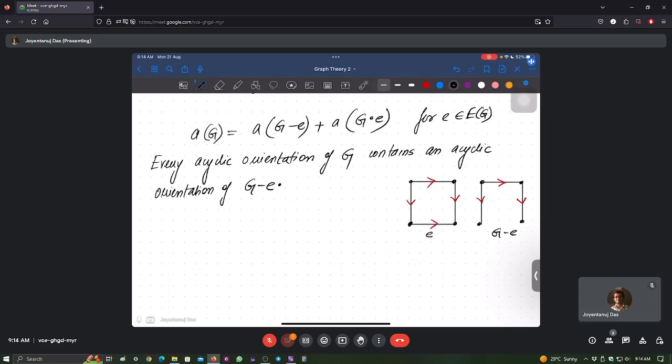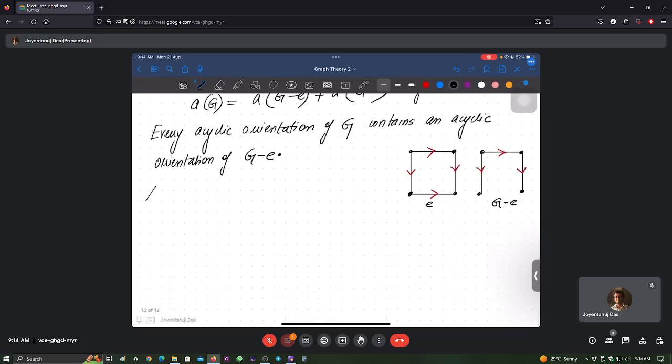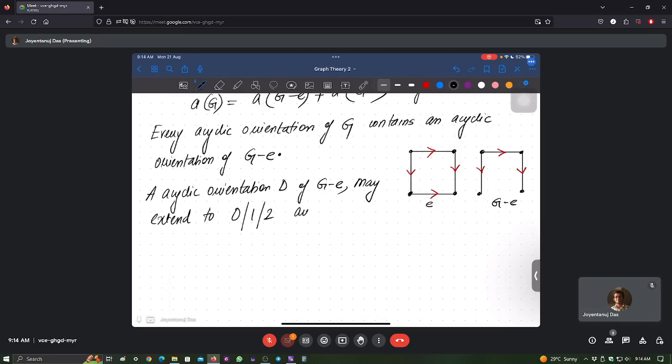Now, given an acyclic orientation of G minus e, let me write it down as D of G minus e. We can extend that acyclic orientation to either 0 or 1 or 2 acyclic orientations of G.